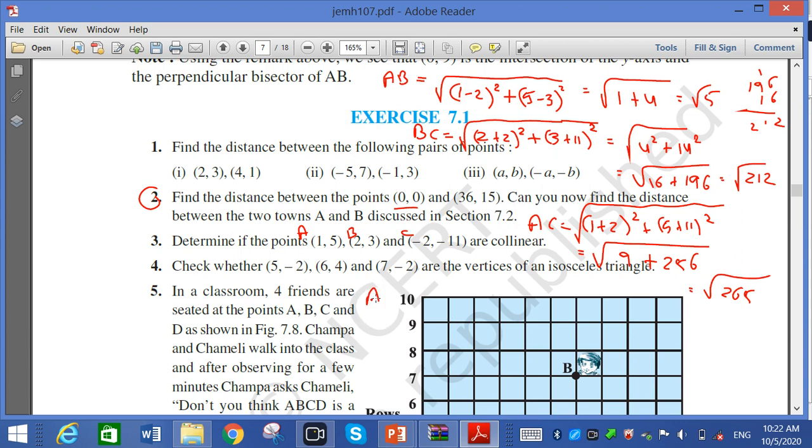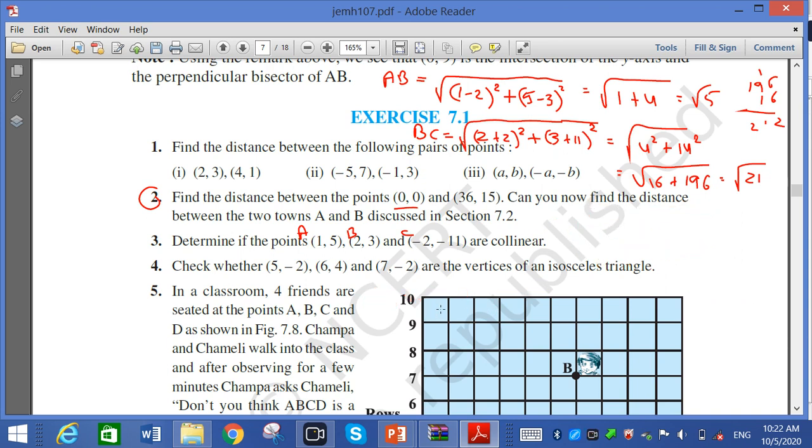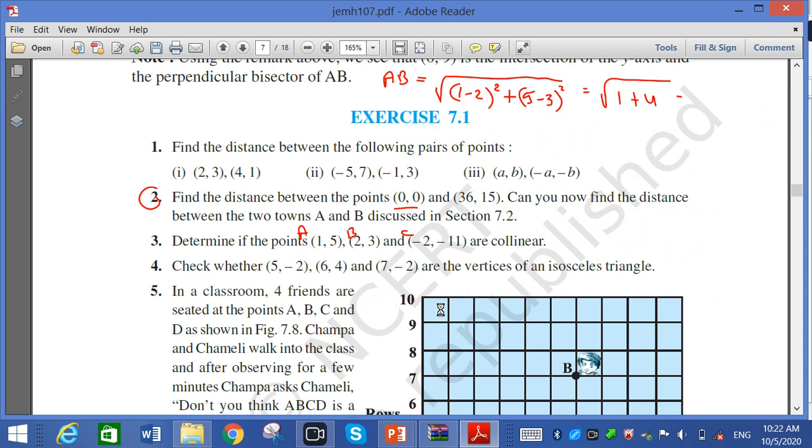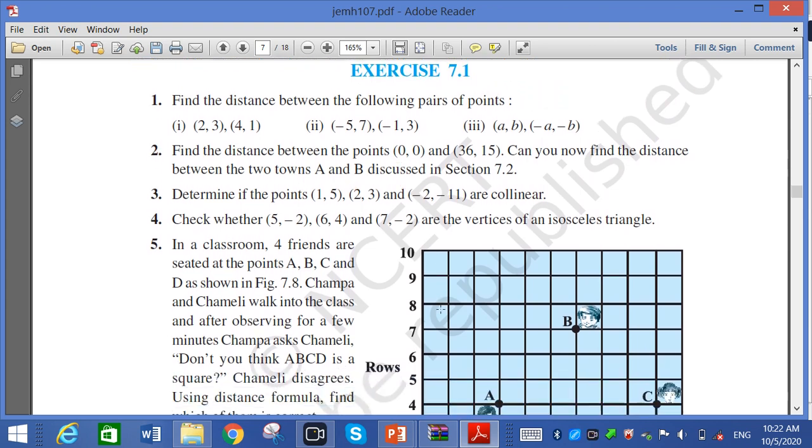Either AB plus BC is equal to AC, but it is not possible. So we can say they are not collinear. How can we say it is collinear? If AB plus BC is equal to AC, then we can say it is collinear. So we can use the distance formula in a different way. Now we go for question number 4.